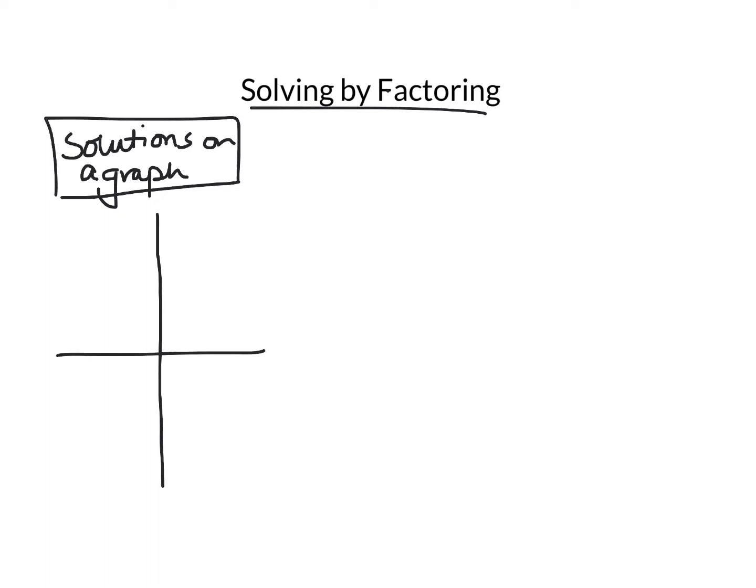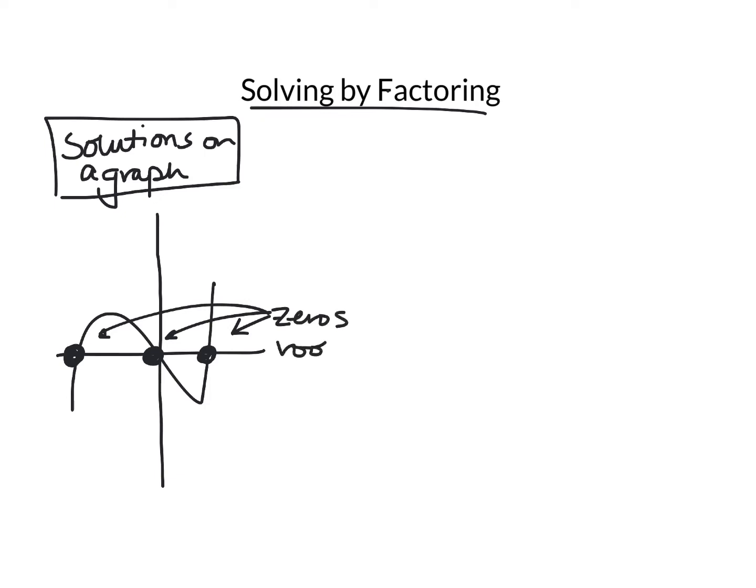But when we have a graph, we've talked a little bit about this, but when we have a graph, the solutions we are looking for are these points where the graph hits the x-axis. And we call these points zeros. They are also called roots or solutions or x-intercepts. But right now, I want us to focus on these two words, zeros and solutions, because they mean the same thing.